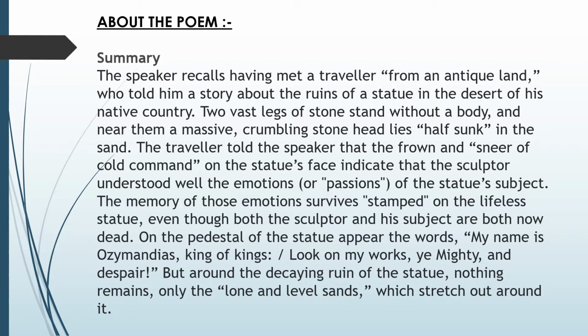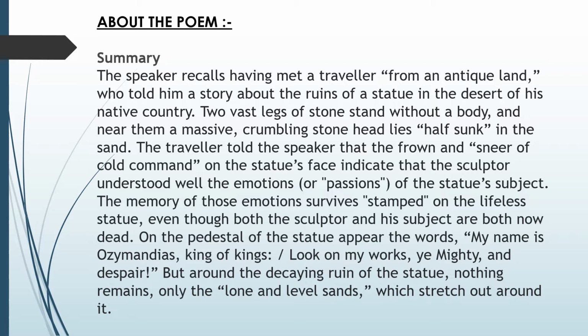And the poet recalls having met this traveler who was from an antique land and who told him a story about the ruins of a statue in the desert of his native country. Two vast legs of stone stand without a body, and near them a massive crumbling stone head lies half sunk in the sand. The traveler told the speaker that the frown and sneer of cold command on the statue's face indicate that the sculptor understood well the emotions or passions of the statue's subject.